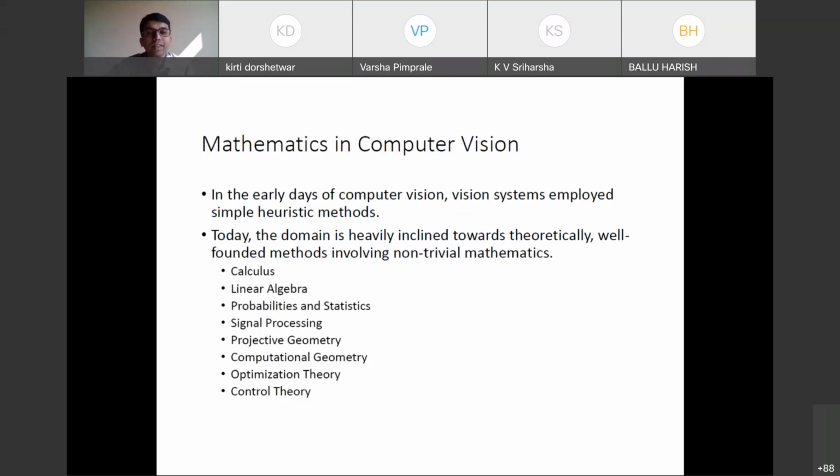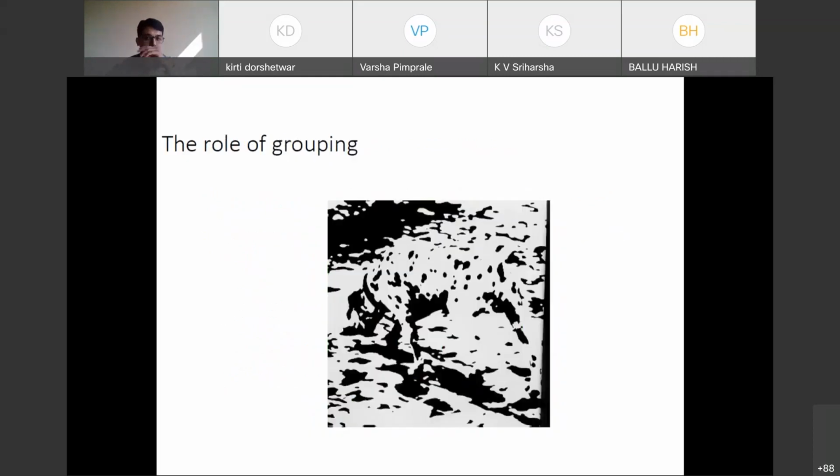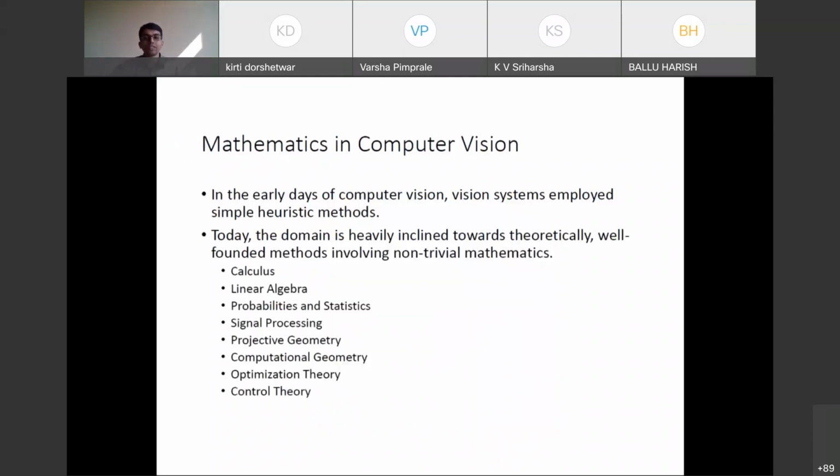So for everything in computer vision, all the images I have shown that we are able to recognize, there is some mathematics behind it. Though I won't be going into mathematical analysis, that is covered by a few of our speakers, it requires a lot of calculus, linear algebra, probability, statistics, signal processing, projective geometry, computational geometry, optimization theory, control theory, and lastly machine learning, followed by artificial intelligence. So all these things have a strong mathematical base.